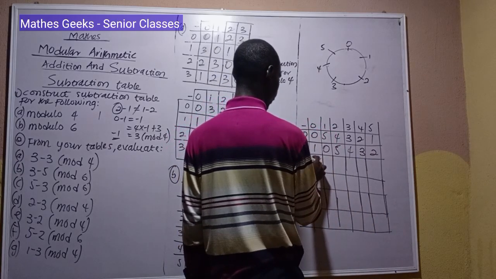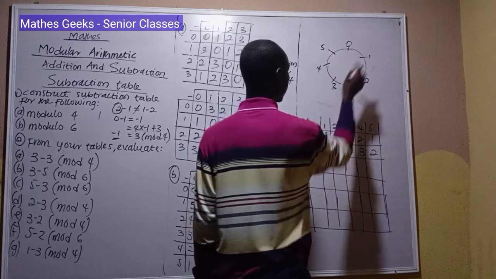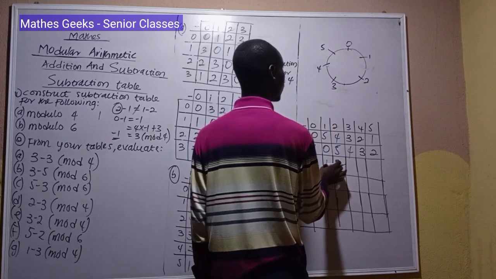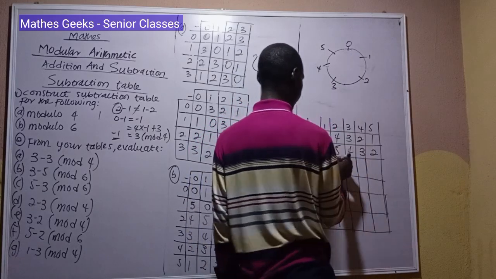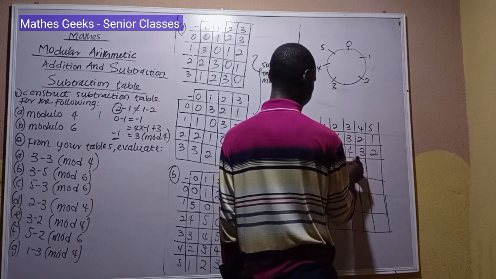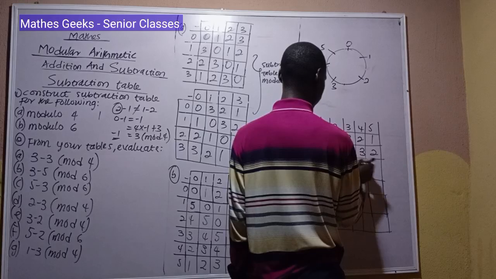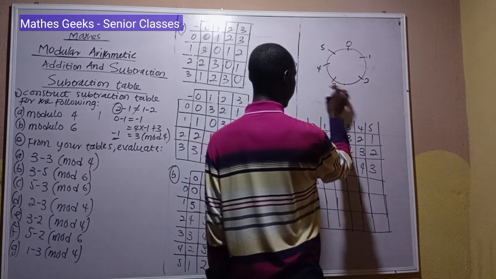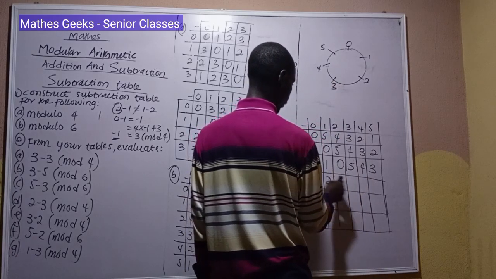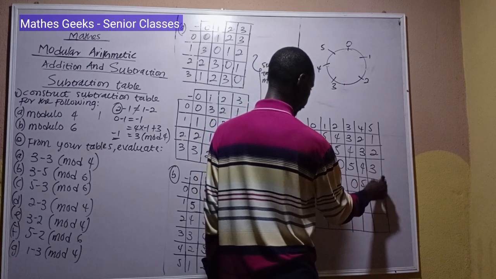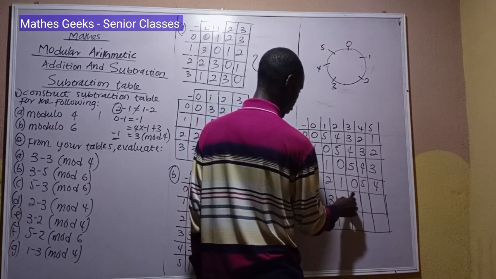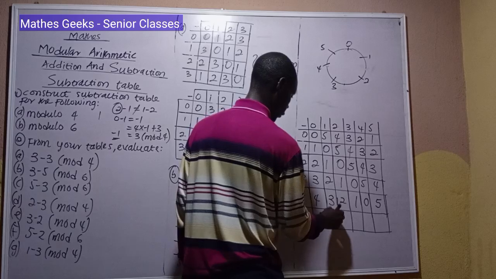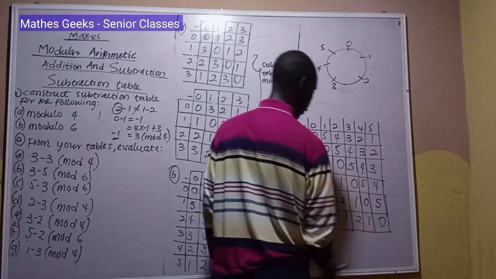2 minus 0 is 2. 2 minus 1, start at 2, move once, that's 1. 2 minus 2 would be from 2, 1, 0. 2 minus 3 would be 5, 4, 3. 3 minus 0 is 3. 3 minus 1, from 3, that's 2, 1, 0. Then 5, 4, 3, 2, 1, 0. 4, 3, 2, 1, 0.